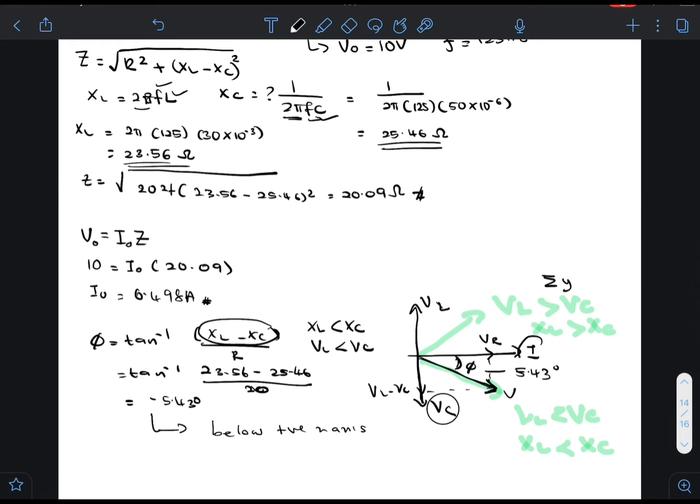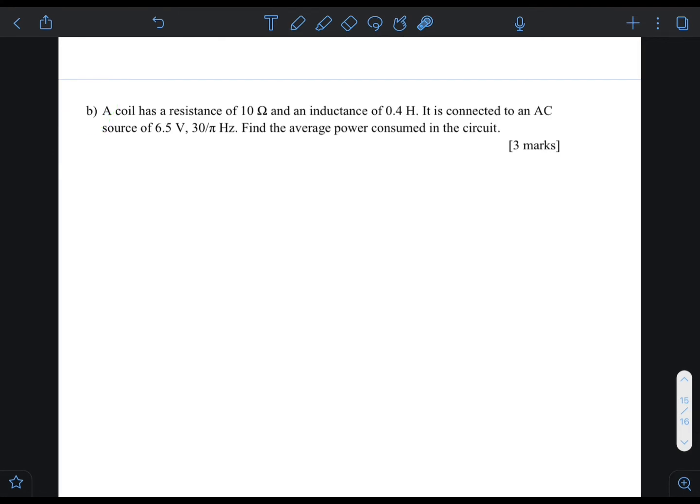Okay, so based on this phasor diagram, kita boleh conclude that the I is leading the voltage. I leads the voltage. Okay, next we're going to look at question 5b. So what we have in question 5b is a coil has a resistance of 10 ohm and an inductance of 0.4 Henry. So what we have in the coil is the resistance and also inductance. It is connected to an AC source of 6.5 volt and 30 over pi hertz.